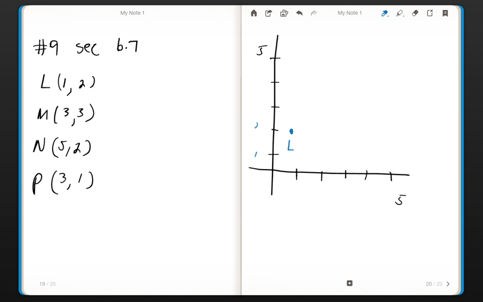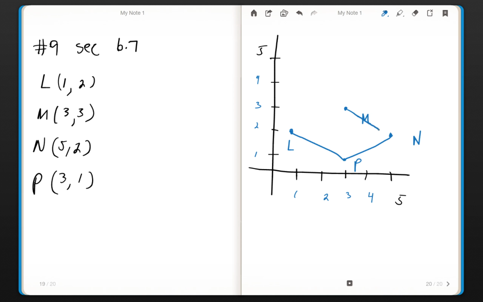3, 3, that's going to be M as in man. It might be a little easier to follow along here. So at 3, 3, that's here. That's M. N is 5, 2, so there. N as in Nancy. And then finally, P is 3, 1, which is there. So we have this shape here.